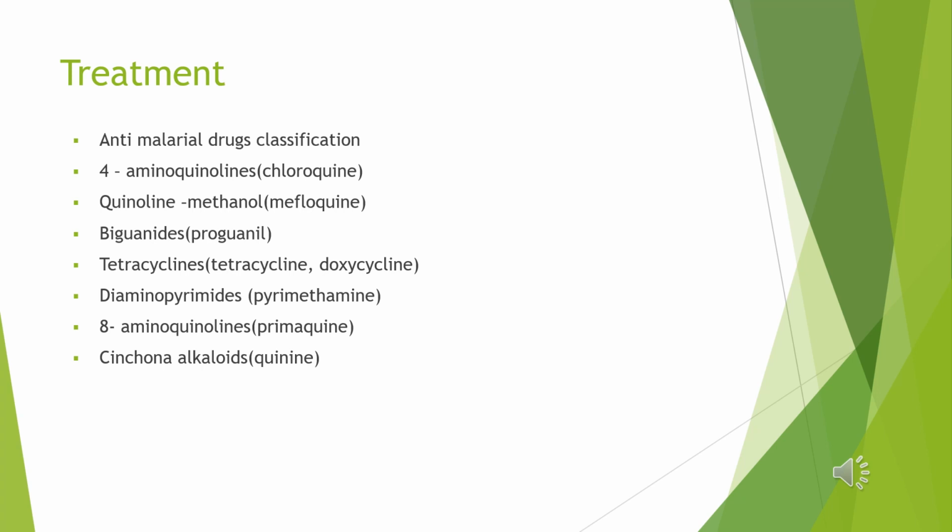Treatment of malaria. These are all the common drugs which are used for malarial patients, but this will vary according to the condition of the patients. The first is 4-aminoquinolines. In the anti-malarial drug classification, we have quinoline, biguanides, tetracyclines, diaminopyrimidines, 8-aminoquinolines and cinchona alkaloids.